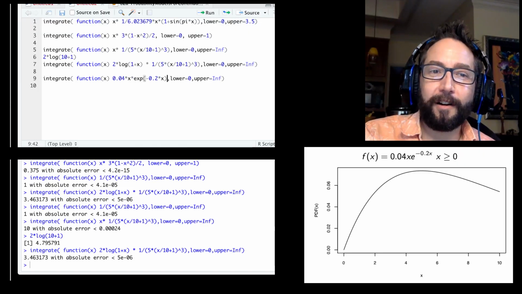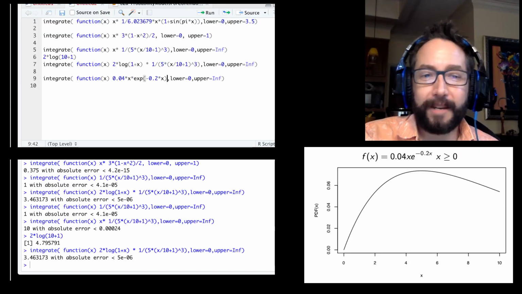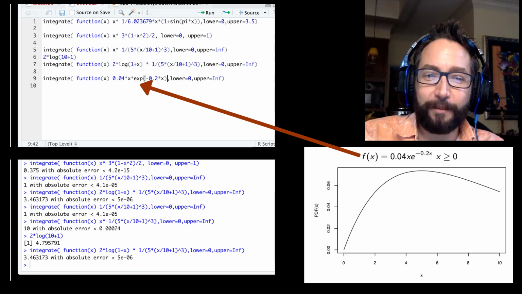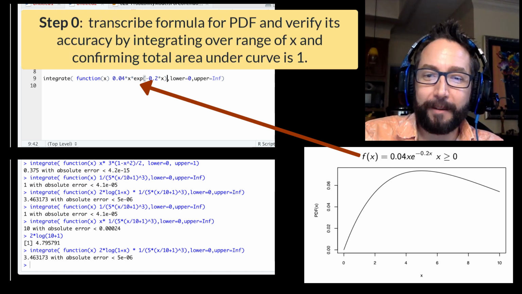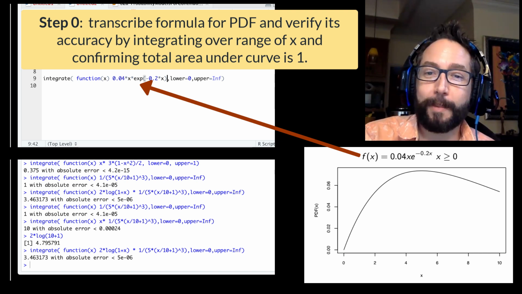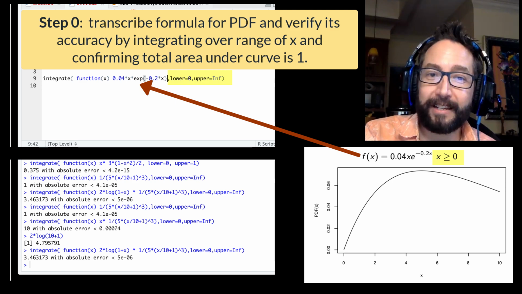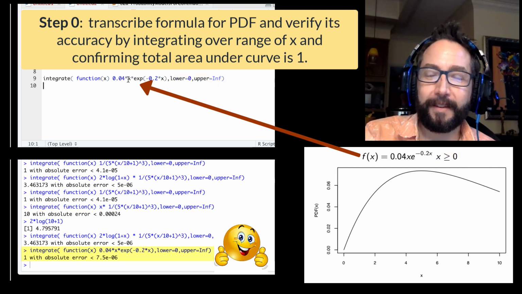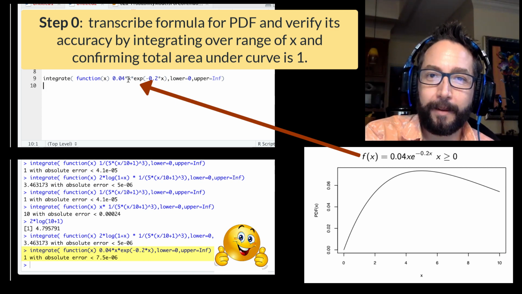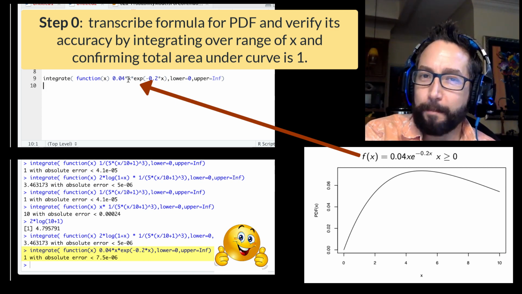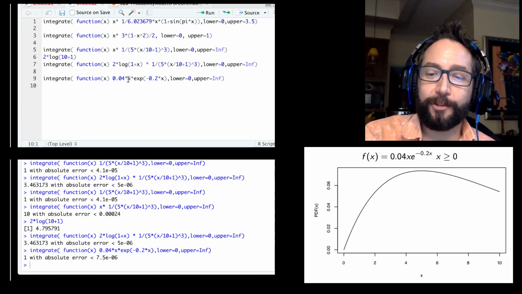Let's head on over to R and transcribe our PDF. We're always going to make sure that we're dealing with a valid PDF just by ensuring that it integrates to 1. So let's take 0.04 times x times e raised to the minus 0.2 times x power, and let's integrate it over the possible values of x we might see, which is from 0 up to infinity. So am I dealing with a valid PDF? Absolutely.